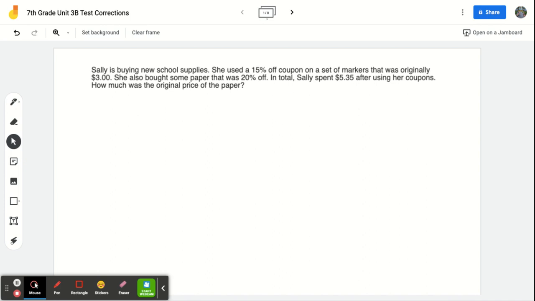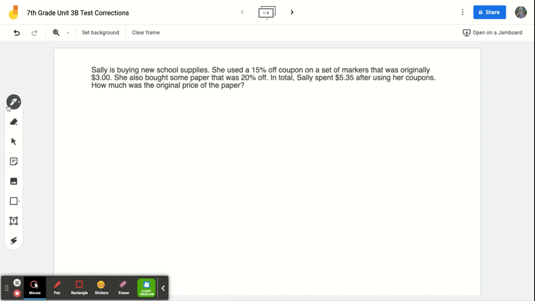All right, let's go ahead and get started. So the first question, this is one that's missed oftentimes. I've had this question come up a lot over the years, and it says Sally is buying new school supplies. She used a 15% coupon on a set of markers that was originally $3, and she bought some paper that was 20% off. In total, Sally spent $5.35 using the coupons. How much was the original price of the paper?